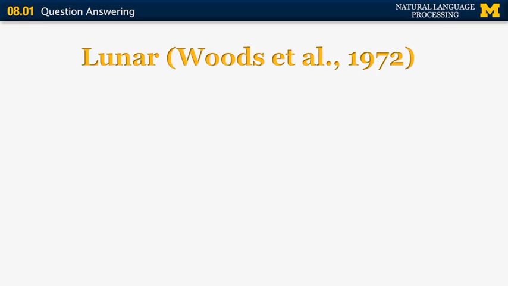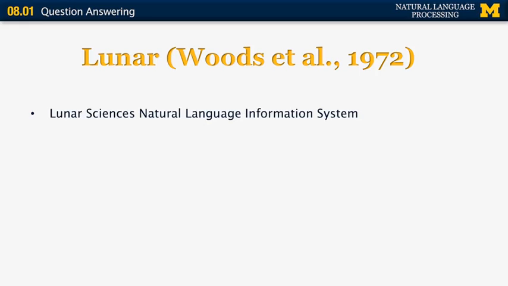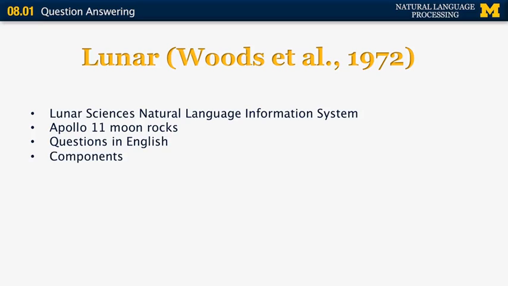So the next system is Lunar. Lunar stands for Lunar Sciences Natural Language Information System. It was based on a collection of moon rocks returned to Earth by Apollo 11. So Lunar was able to answer questions in English about this very restricted domain. It included the following components. The first component was a general purpose augmented transition network grammar for English, or an ATN grammar. An ATN is essentially a finite state machine with some transitions that are labeled so that you can jump from one section of the finite state machine to another.